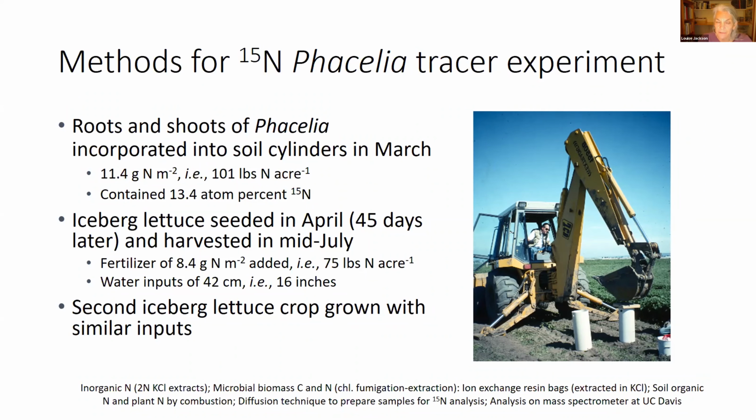had a C to N ratio of 19 and was incorporated into the top of the soil cylinders. And then iceberg lettuce was seeded 45 days later. Here's the inputs of fertilizer and water that were given. A second iceberg lettuce crop was then grown. Here's some of the methods. And I need to mention that at the base of the cylinders, we put in little resin bags that are able to trap nitrate. And so we could look at the amount of the cover crop nitrogen that was leached.